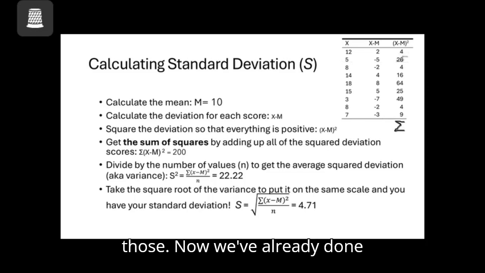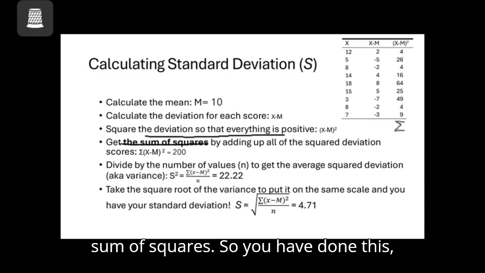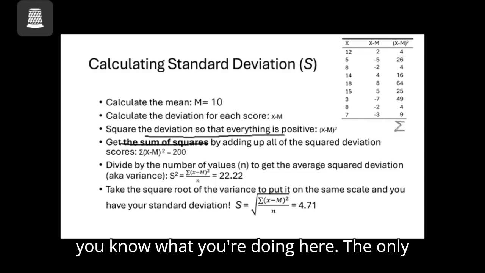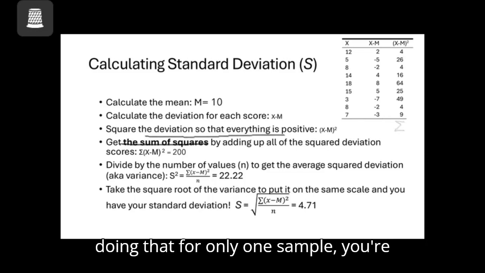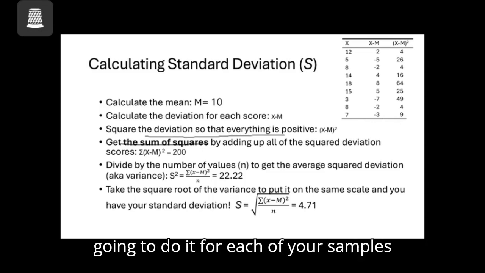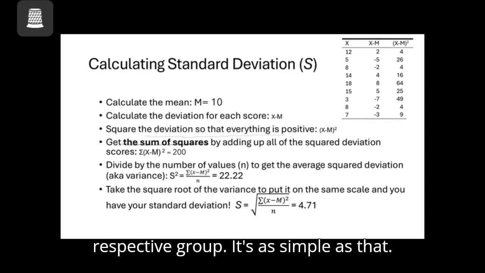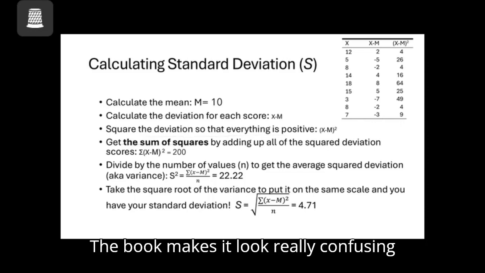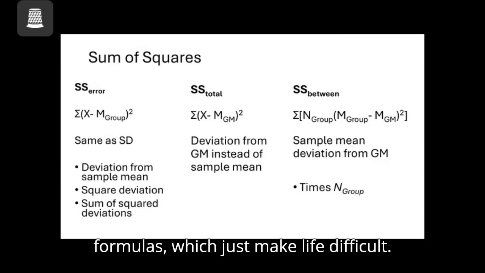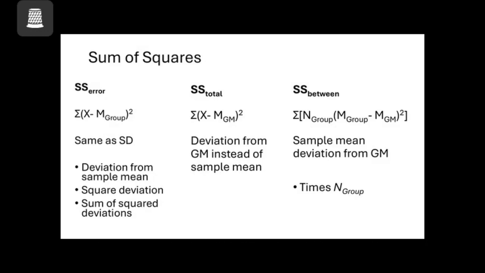Now, we've already done this. So square the deviation, get the sum of squares. So you have done this. You know what you're doing here. The only difference this time is that instead of doing that for only one sample, you're going to do it for each of your samples using the group means for their respective group. It's as simple as that. The book makes it look really confusing because it keeps using computational formulas, which just make life difficult.